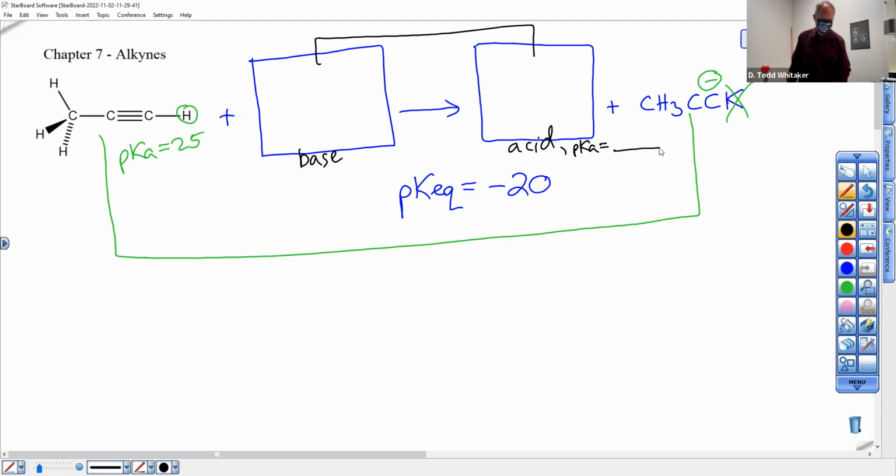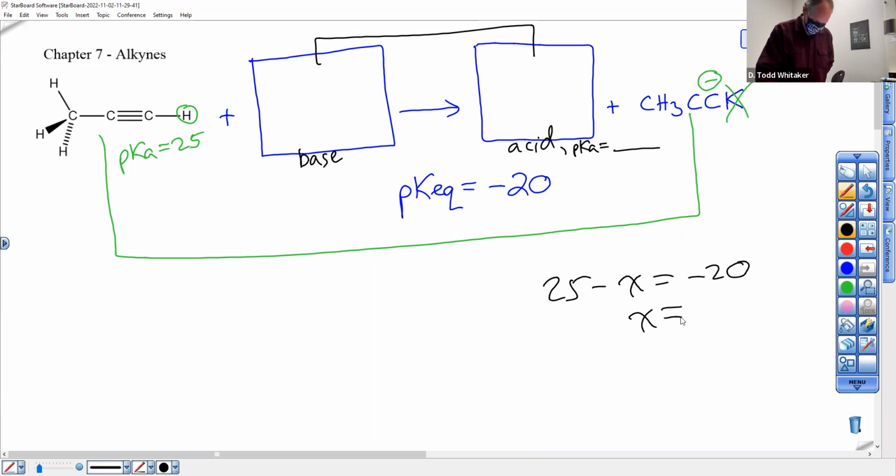There's only one number that can go there to give pKeq, which is left pKa minus right, has to equal negative 20. 25 minus some number gives negative 20. 25 minus x equals negative 20. X equals, add x to both sides, and then add 20 to both sides. Yeah, 45. I need an acid with a pKa of 45 in the right side box, please.